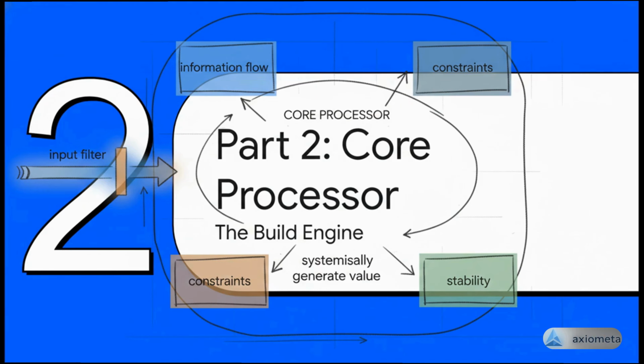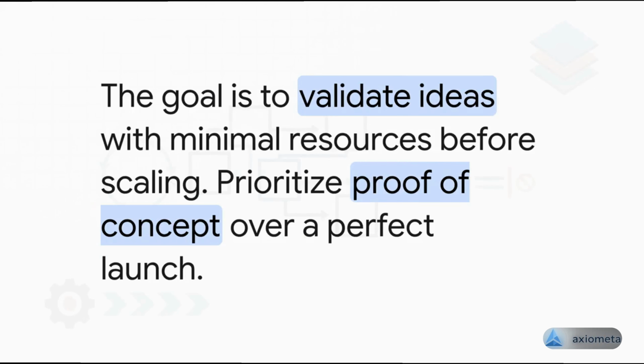Once an opportunity makes it through that input filter, it enters the core processor. This is where value is systematically generated through the interaction of three distinct but interconnected subsystems. Now, the primary function of this core processor isn't to create some huge output right away. Its actual job is efficient validation. By prioritizing proof of concept over a perfect launch, the system makes sure that significant resources are only committed to opportunities that have already demonstrated they can work. This minimizes waste and mitigates risk.